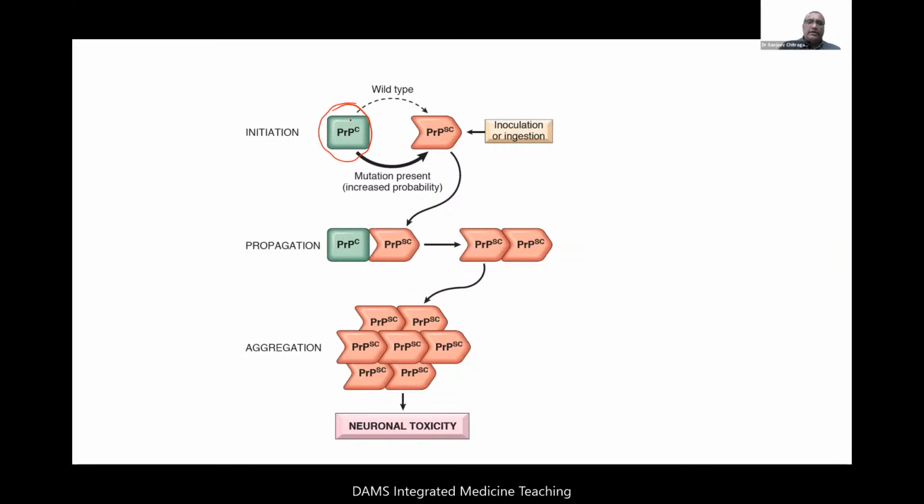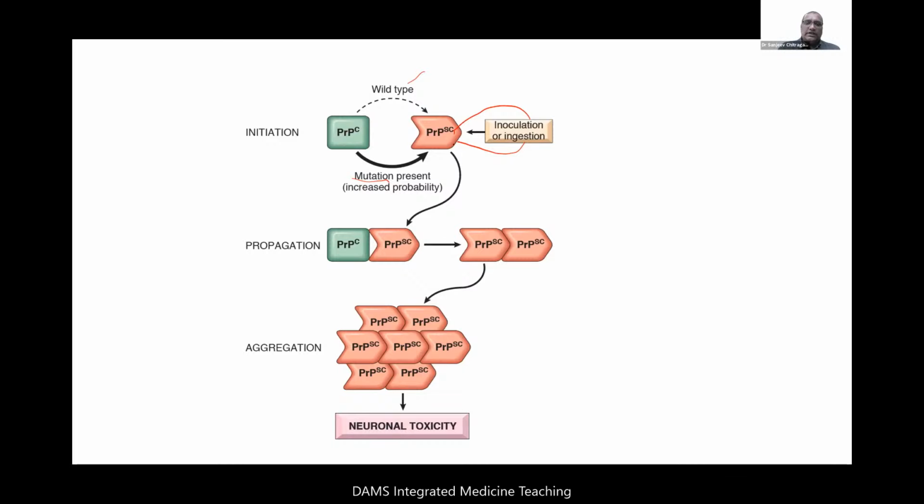So this prion protein, wild type, is in every one of us. PRPSC can be happening, but it will be a very slow process. If there is a mutation present, there is an increased probability of producing a PRPSC. Apart from the mutation, it can also be an inoculation or an injection, so I was talking about iatrogenic causes.